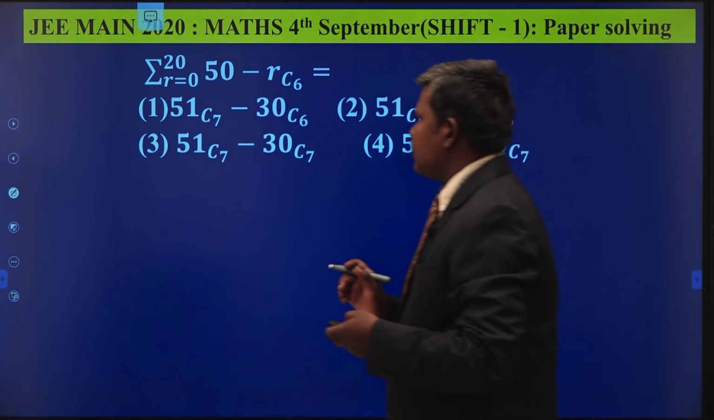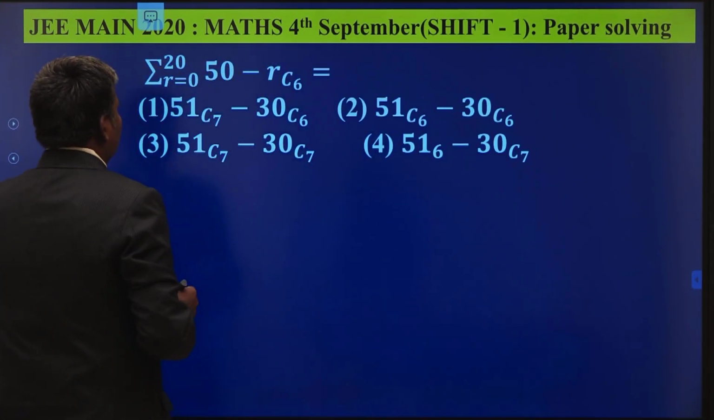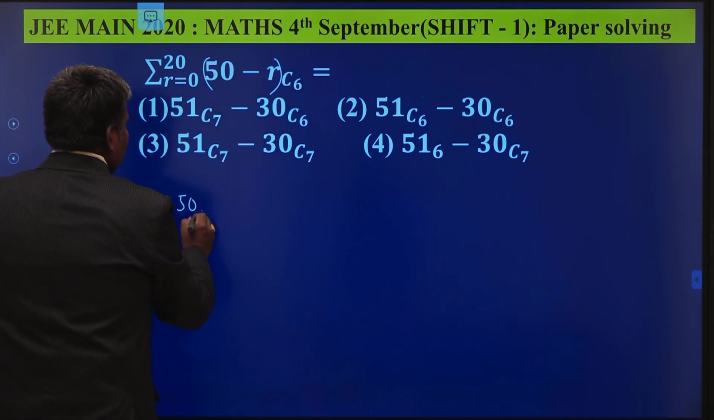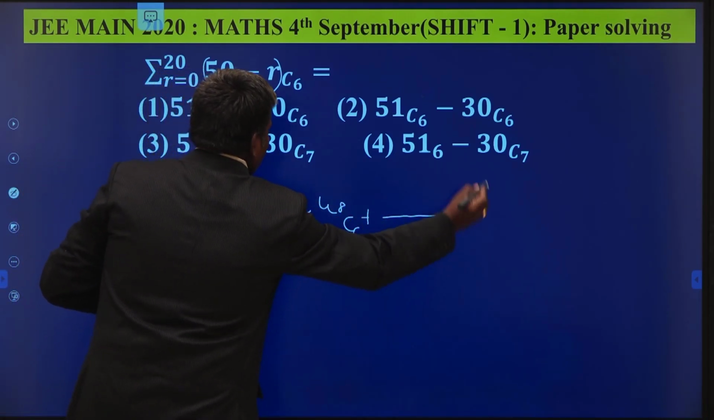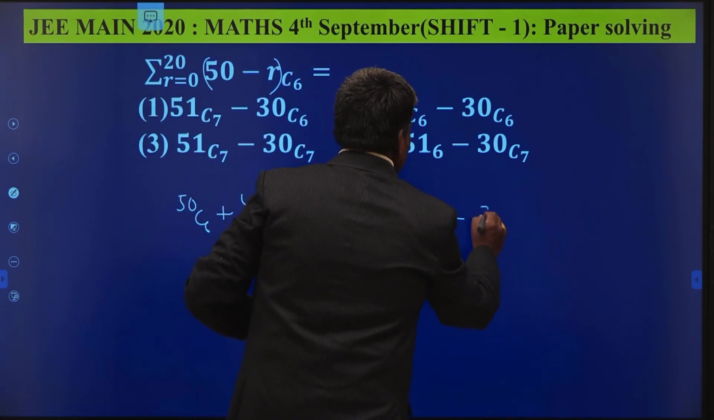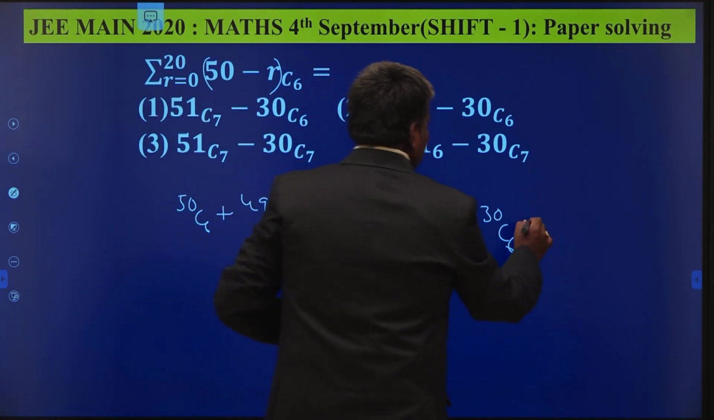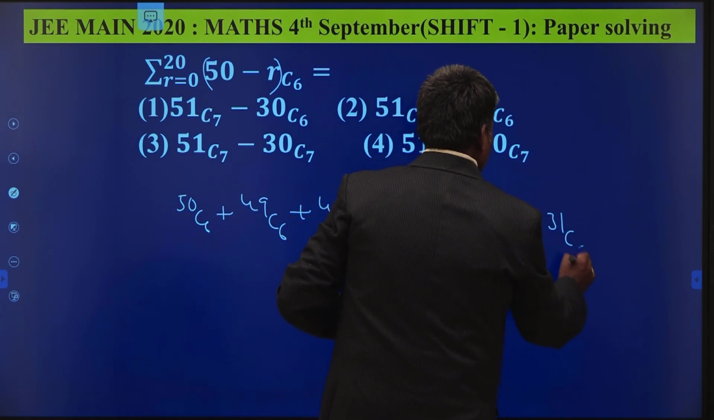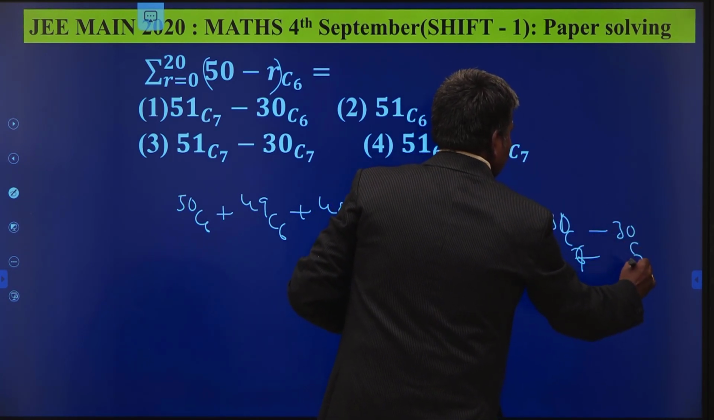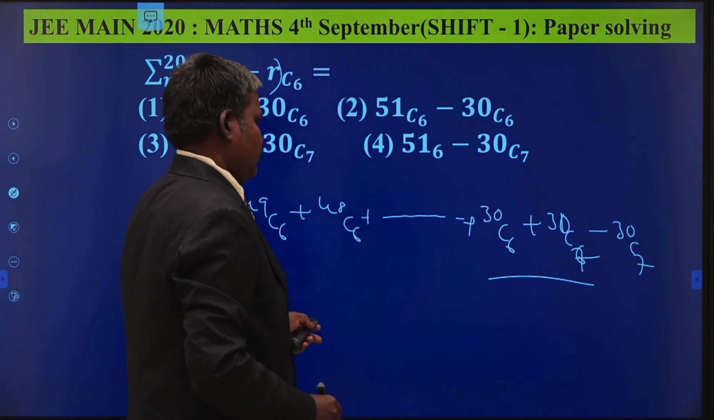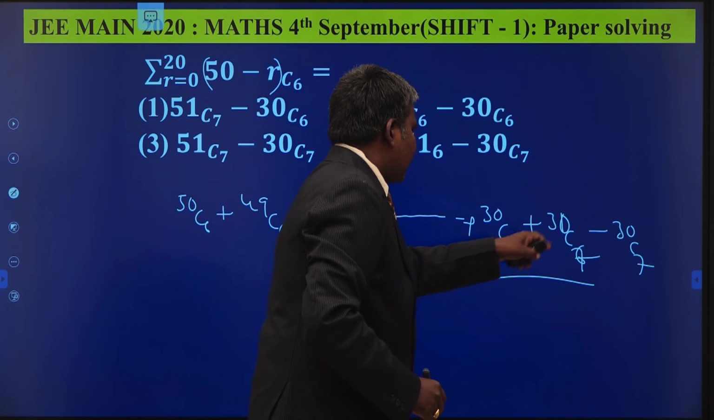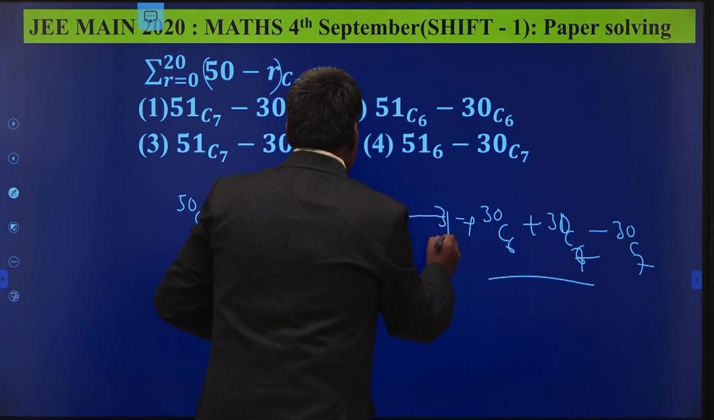This is also a very simple question. Just by expanding 50 minus r, c6 is there. For r is equal to 0, 50 c6 plus 49 c6 plus 48 c6 and so on up to 20. For 20, 30 c6 is there. Just I am adding 31 c6, 30 c7, sorry, 30 c7 minus 30 c7. Why I am writing in this manner? nCr minus 1, we obtain n plus 1 Cr. You don't need to write 31 C6 here. There itself 31 C6 is there.